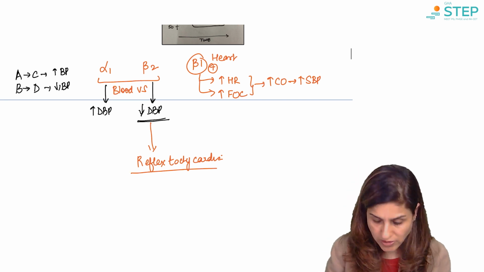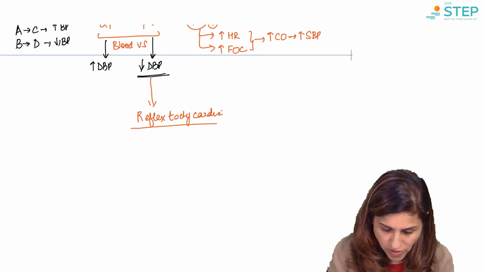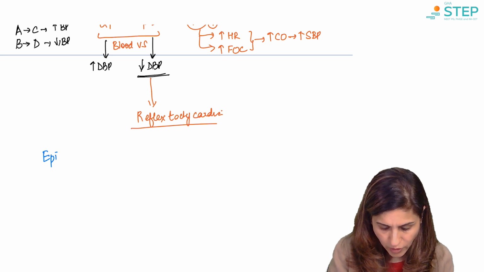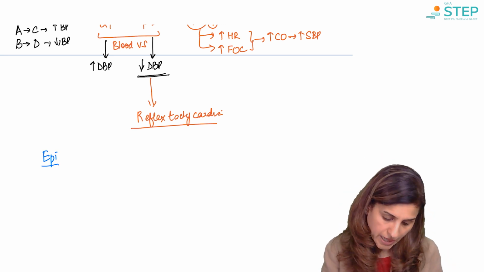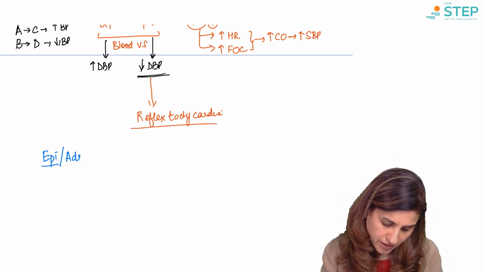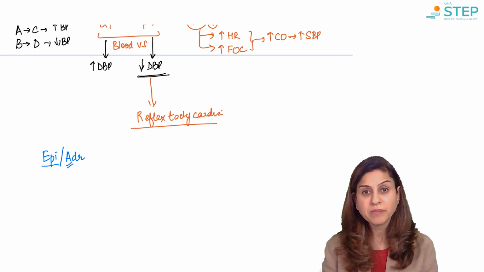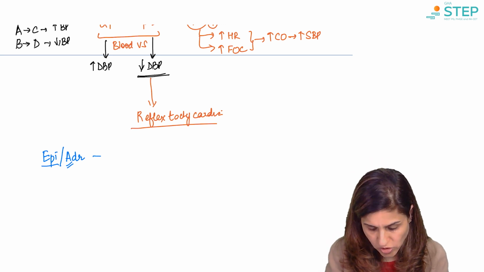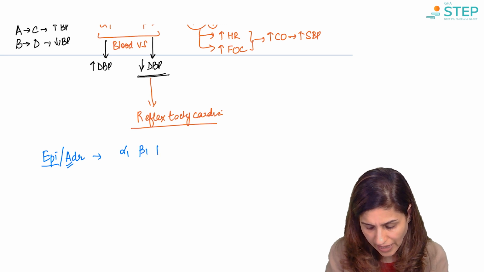Now let's see how these drugs are going to function. So the first drug you have with you is epinephrine. Now epinephrine, the other name is adrenaline. Adrenaline starts with an A, that means it acts on all the receptors. So it will act on alpha 1, it will act on beta 1, it will act on beta 2.